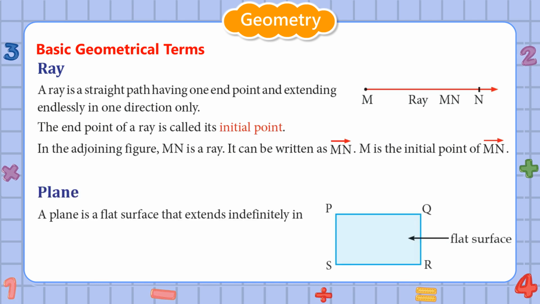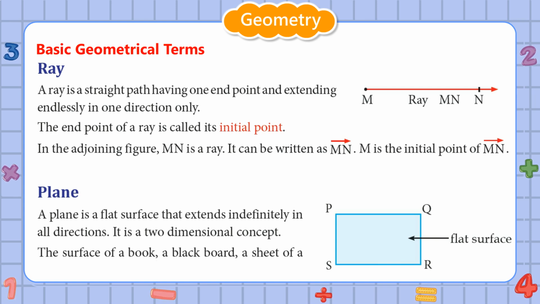Plane. A plane is a flat surface that extends indefinitely in all directions. It is a 2-dimensional concept. The surface of a book, a blackboard, a sheet of paper, etc. are examples of a plane.